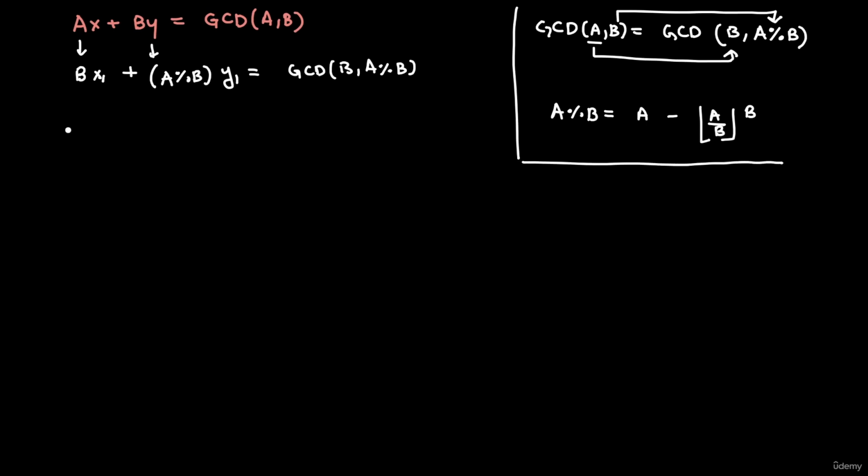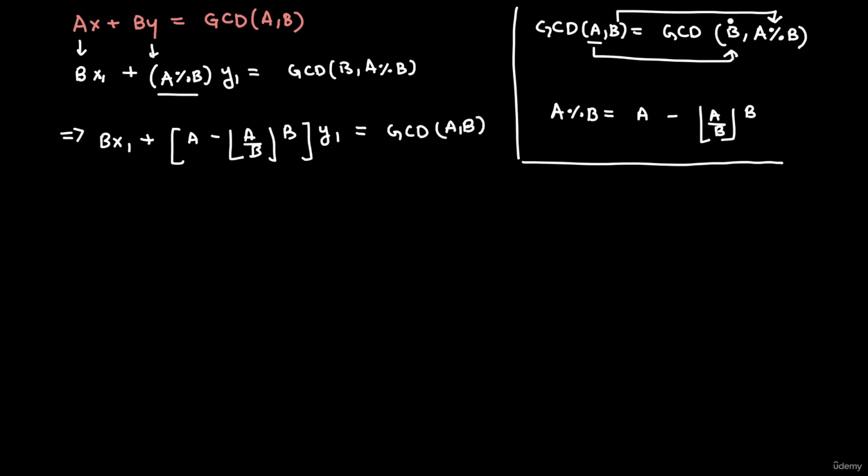So this is another result that we have seen already. So now let me just try to rearrange the terms. So this equation now becomes bx1 plus, I will substitute the value of a modulus b with this value. So I can say it is nothing but a minus a by b into b, multiplied with y1. Okay, and this is again equal to GCD of b, a mod b, or you can write it as GCD of a, b. That is also fine, because both the GCDs are going to give the same result.